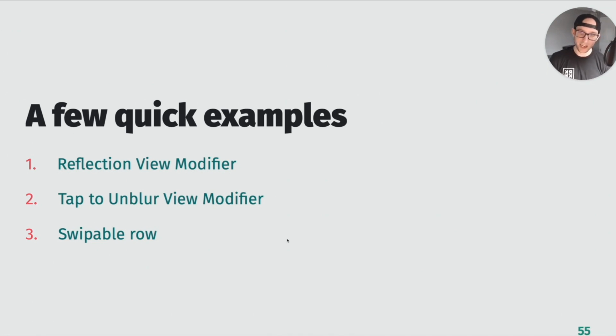Then we have a tap to unblur ViewModifier. This example is going to show how you can take a ViewModifier and have some state, update some state, and actually have some user interaction in the ViewModifier. This is kind of nice because again, you can reuse it throughout your app multiple times and kind of abstract this logic out so it's not in your main view. And then this third one is actually kind of what inspired me to go through with this talk, and it's this swipeable row ViewModifier.